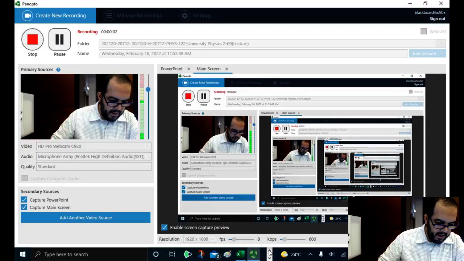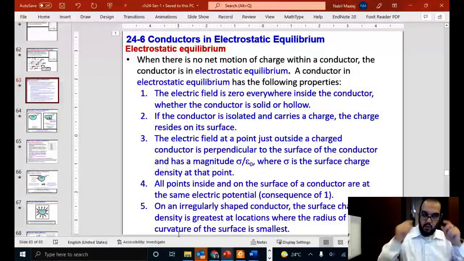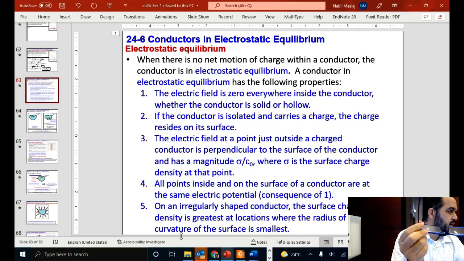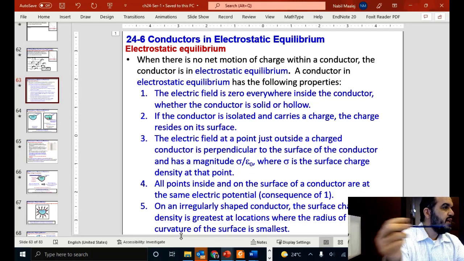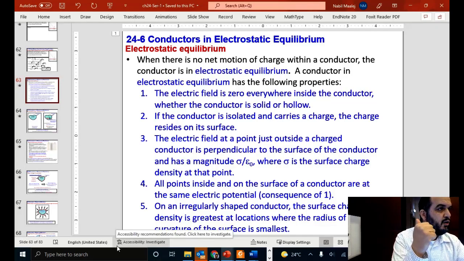Okay, so let me remind you what we have done during the last session. We spoke about electrostatic equilibrium, and we said a conductor is in electrostatic equilibrium means there is no net flow of charges inside the conductor. The free electrons, we said a conductor has free electrons that can move around, but there is no net flow of charges in any direction. And we said the implications of this are a number of implications. First of all, the electric field at any point inside the conductor is zero.